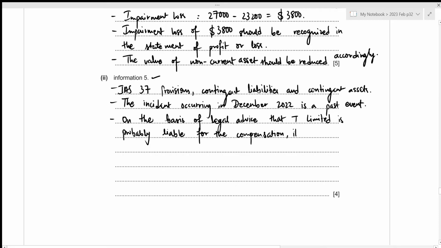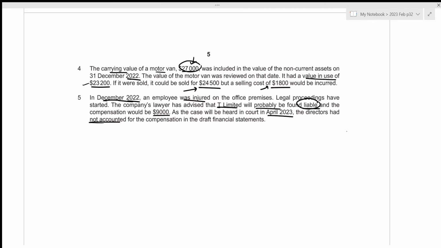It is a liability. And whenever there is liability, provision should be made for the year ended that particular date. And in this case, we have our date of 31st December 2022 and the provision is of 9,000. Let's write it down.